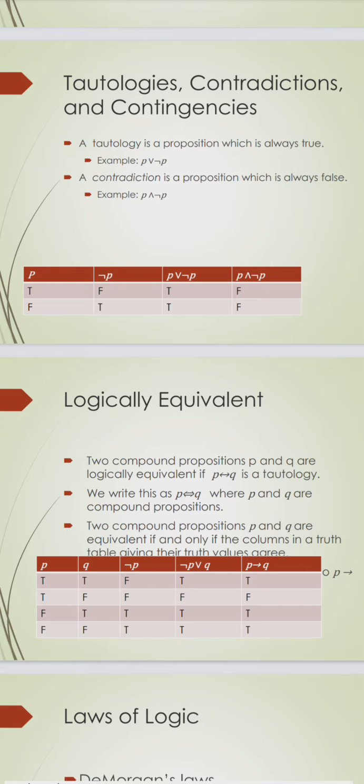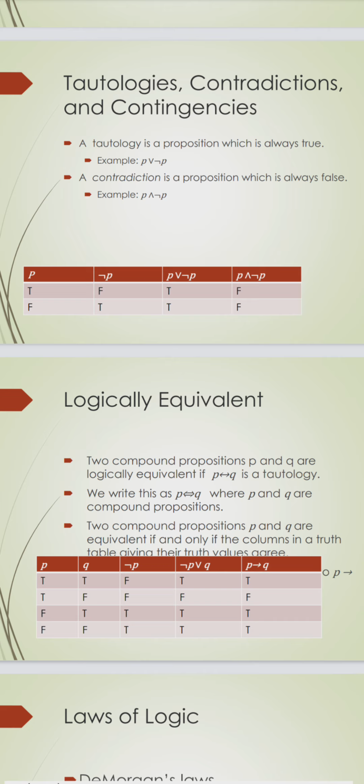The contradiction is a proposition for which all the truth values are false. It is called a contradiction. Example: P and negation P.